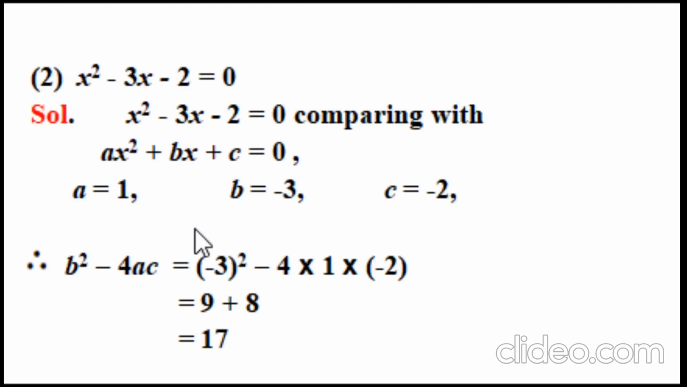Question number 2. X square minus 3x minus 2 is equal to 0. Comparing with ax square plus bx plus c, we get a is 1, b is minus 3 and c is minus 2. Find the value of b square minus 4ac. We get b is minus 3, square of minus 3 is 9. 4 1s are 4, 4 2s are 8. 9 plus 8 is equal to 17.